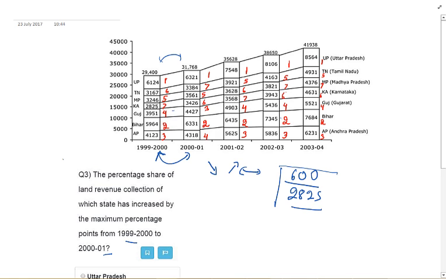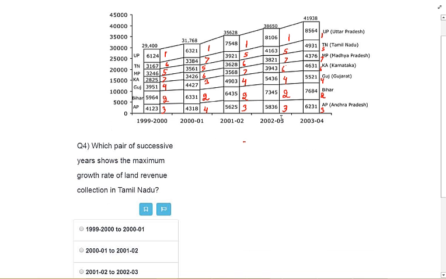So we know that Karnataka would have had the maximum increase. You don't need to calculate anything, just by looking at the numbers carefully, you know that Karnataka will be the state with the maximum increase. Again, you can do it in 30 seconds or 1 minute maximum. Let's look at the next question.